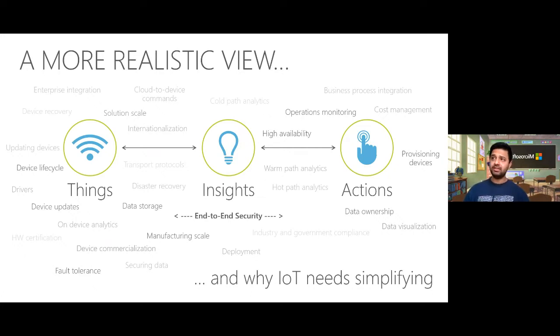We need to think about disaster recovery. So what happens if we lose connectivity? What happens if the devices are maliciously damaged? How are we going to still keep retrieving data? We need to think about monitoring costs. There's a lot of operational considerations that need to be taken care of. And this is one of the reasons why IoT needs simplifying. And that's where digital twins comes into play in helping us simplify the delivery of IoT.